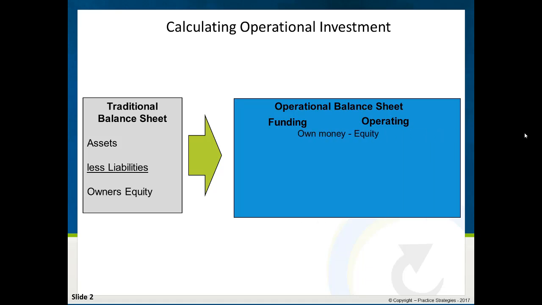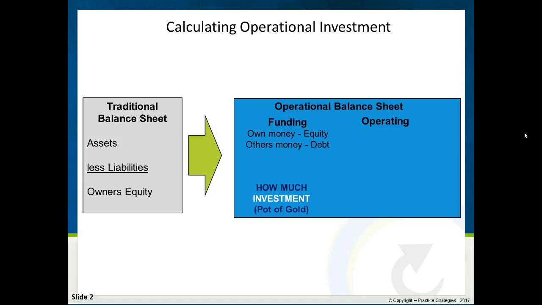The funding can be simplified by saying that there are only two sources of funding: your own money or somebody else's money. Your own money is traditionally referred to as equity. Other people's money is traditionally referred to as debt. And the sum of those is what is referred to as the investment in the business, or what I anecdotally refer to as the pot of gold.